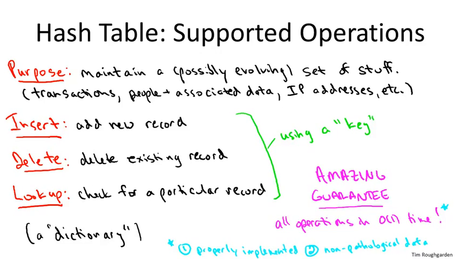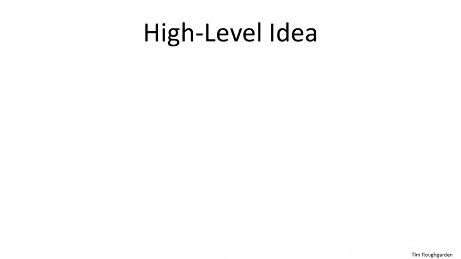The two caveats are, first of all, the hash table better be properly implemented. It's actually pretty easy to screw up a hash table, to screw up hash functions. We'll talk a bit about that in a few minutes. And then also, the data should in some sense be non-pathological, and that will be discussed more deeply in a separate video. All right, so let me give you an initial glimpse of some of the magic that's happening under the hood in hash functions.